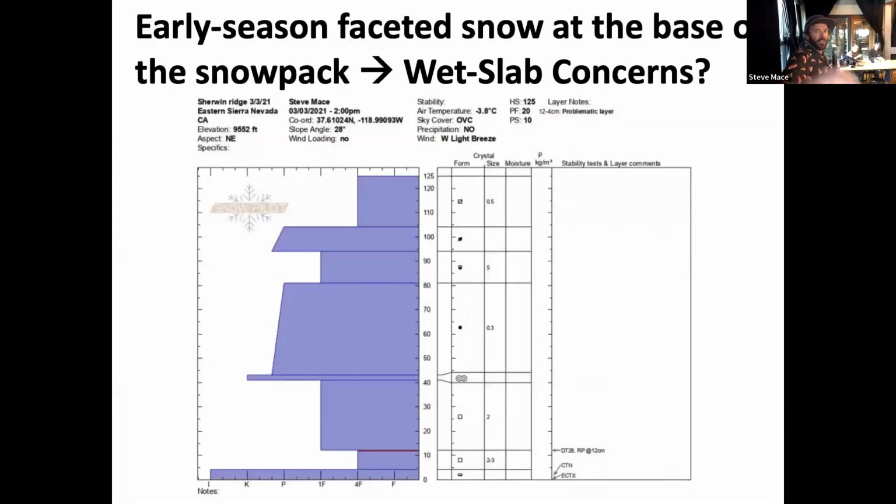But like I said, we do need that weak layer, right? And sometimes these weak layers are created really early in the season. This is a pit from last season, but you can see we have these facets down on the bottom of the snowpack and generally an upside down structure. And this is the type of situation where we might be more concerned about a wet slab avalanche.